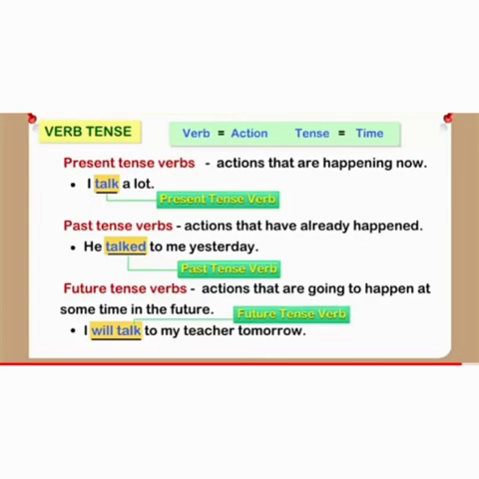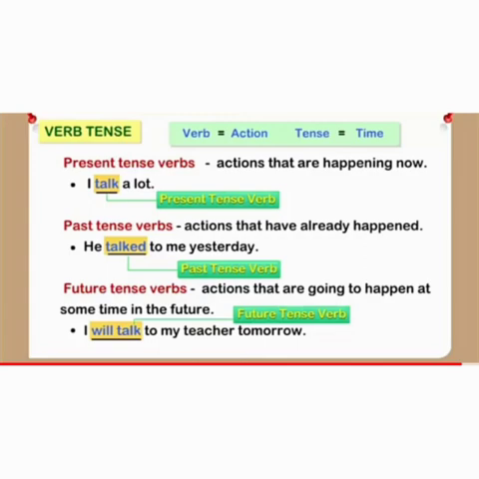Next is past tense verbs, actions that have already happened. For example, he talked to me yesterday. The action talked shows that this is past tense verb. Next comes future tense verbs, actions that are going to happen at some time in the future. For example, I will talk to my teacher tomorrow. So, will talk shows that this is future tense verb. I hope you have understood.